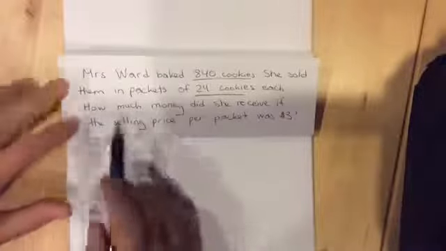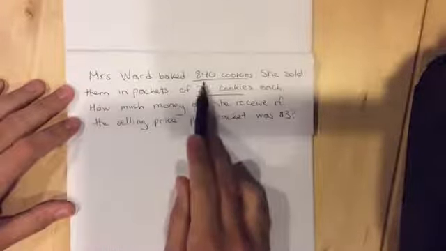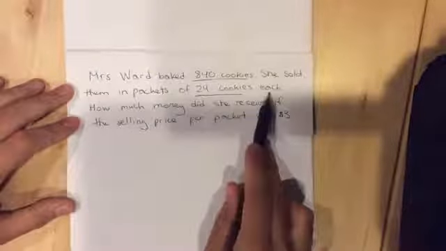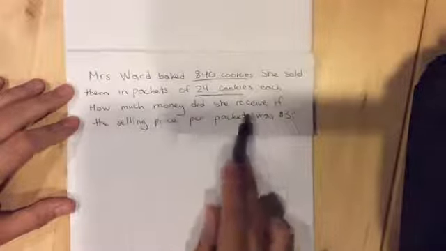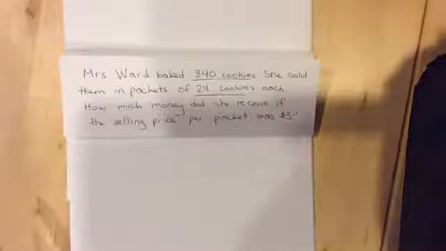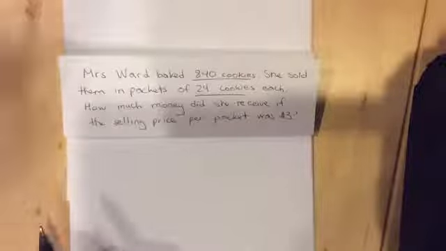Our word problem says, Mrs. Ward baked 840 cookies. She sold them in packets of 24 cookies each. How much money did she receive if the selling price per packet was $3? So it seems that here we are not comparing anything. So in fact, we will be looking at a part-whole method here.